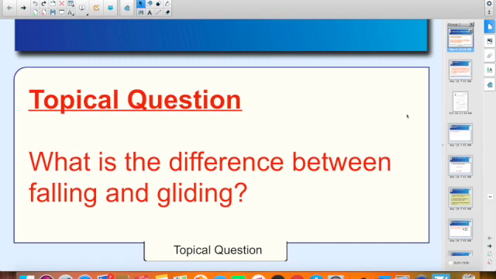Now remember, with gliding we're also talking about no external power, so there are no engines, nothing like that. It's just the air providing lift. You're still falling with gravity, but the air is lifting you up. We'll get a little bit more into that.